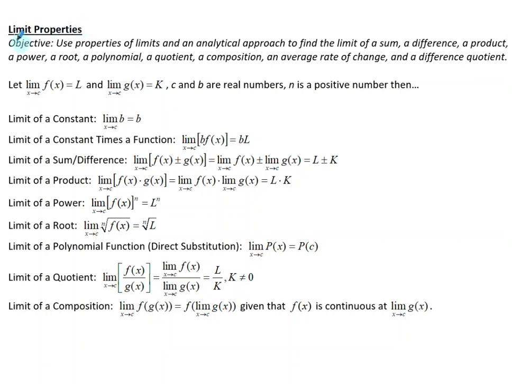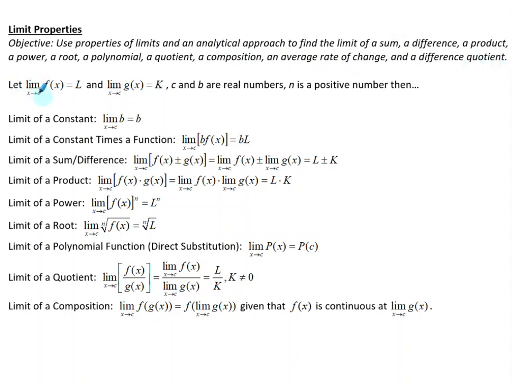Limit properties. Our objective is to use properties of limits and an analytical approach to find the limit of a sum, a difference, a product, a power, a root, a polynomial, a quotient, a composition, an average rate of change, and a difference quotient.